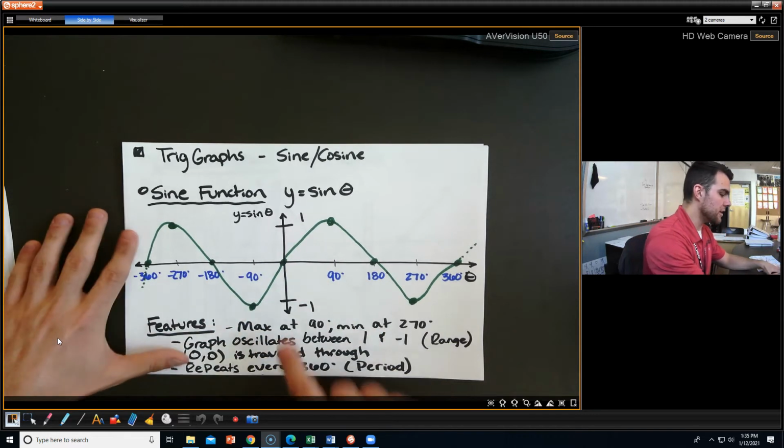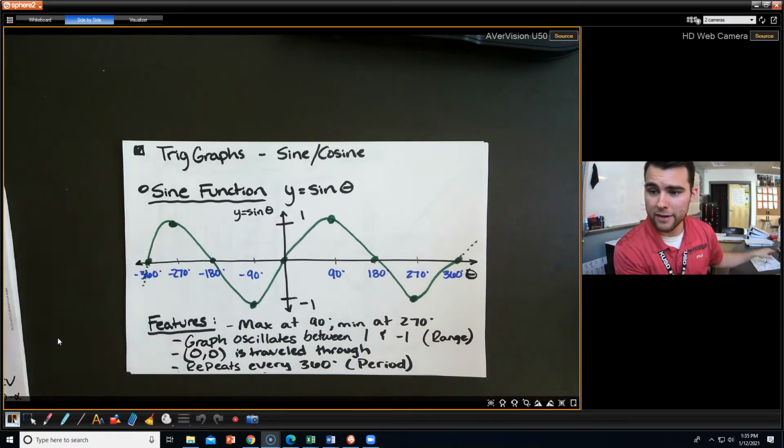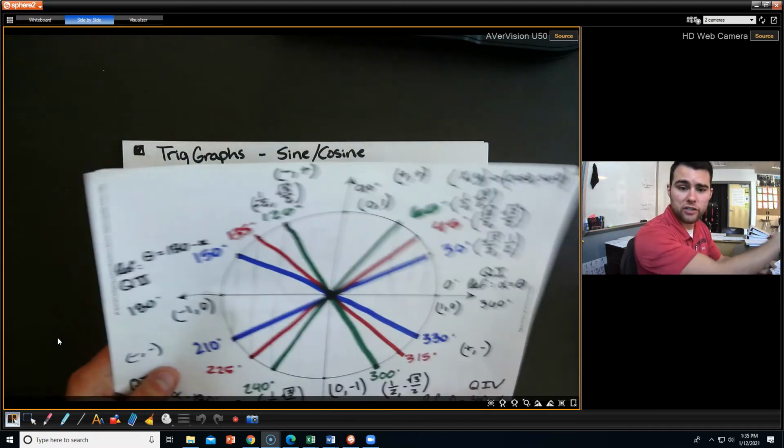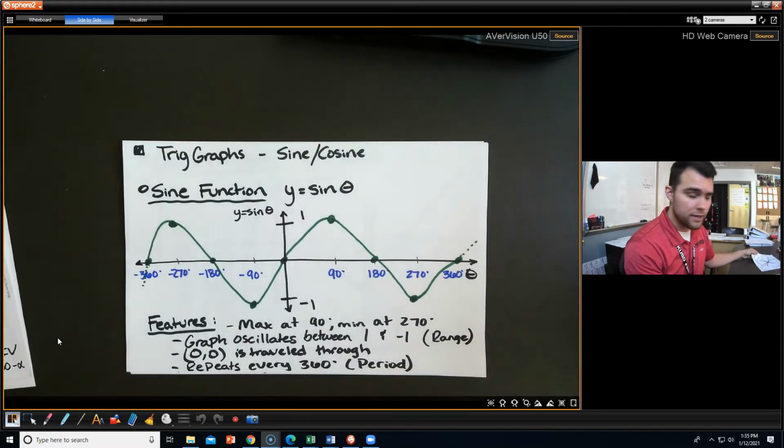And that's kind of what's going on. It looks like a wave. It looks like a wave pattern. It's a repeating pattern. It's very periodic motion, just like a circle is, okay?